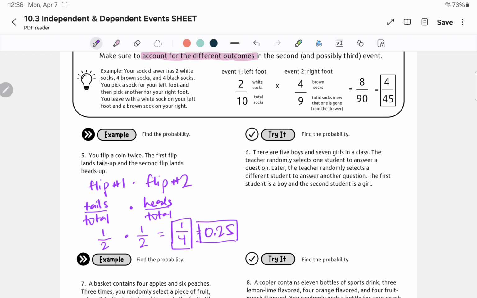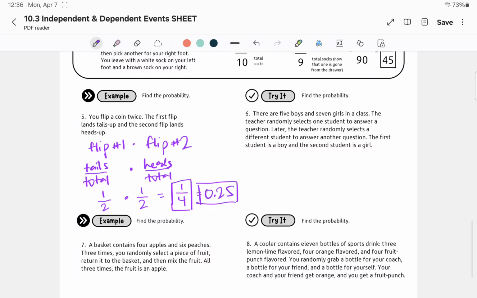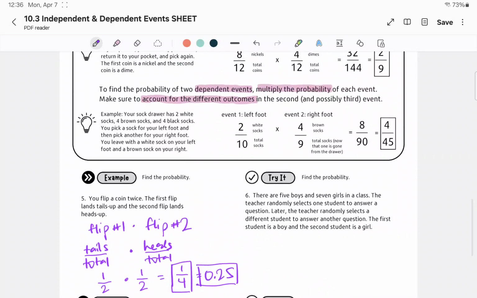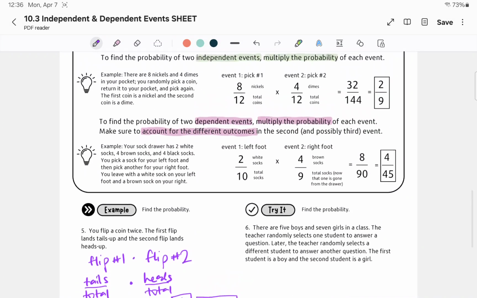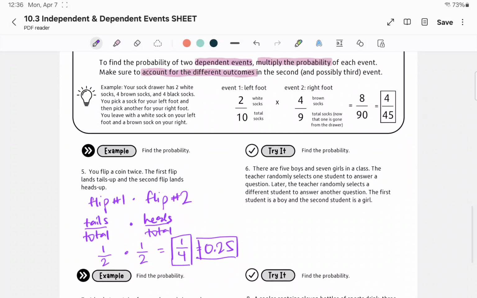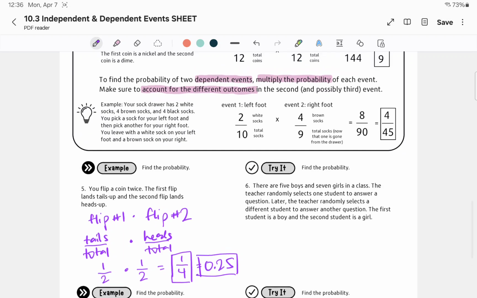So now number 6, the way I did this is you kind of actually do have to go over these examples first. So actually, let me go over this example here at the bottom, the sock drawer one, and then you can try number 6, because number 5 was independent. When you flip a coin, it's just independent. But number 6 is going to be dependent. So let's look at that.